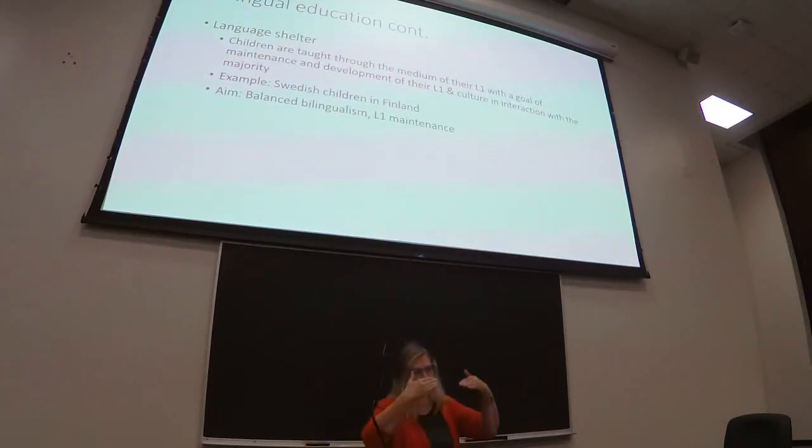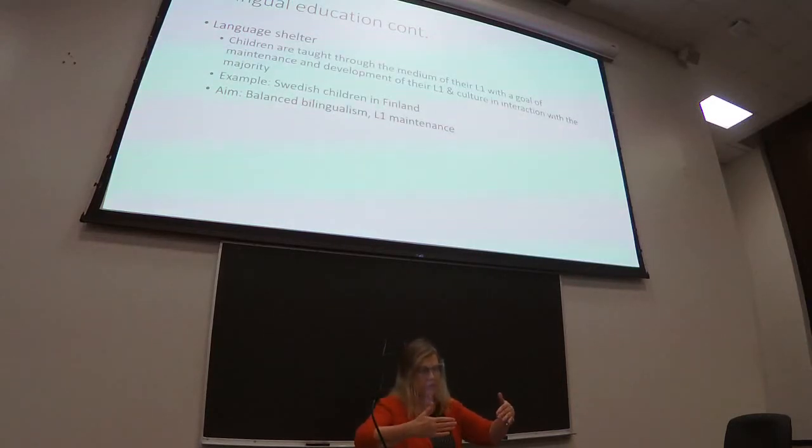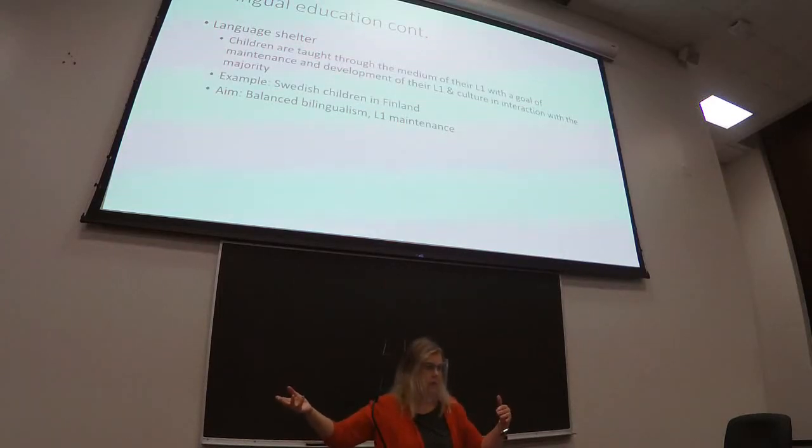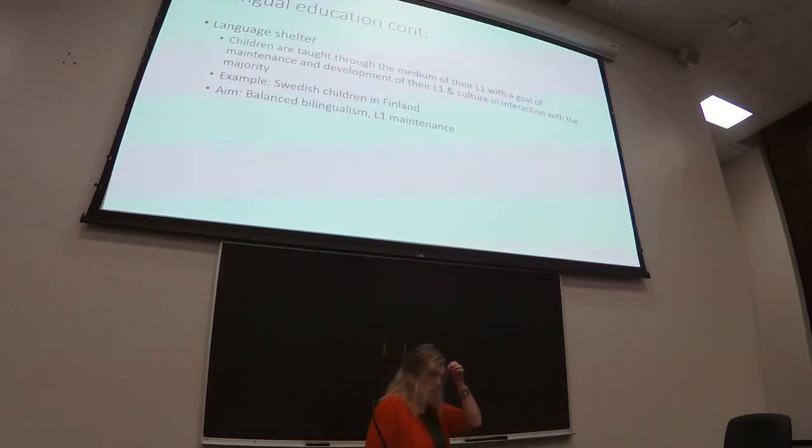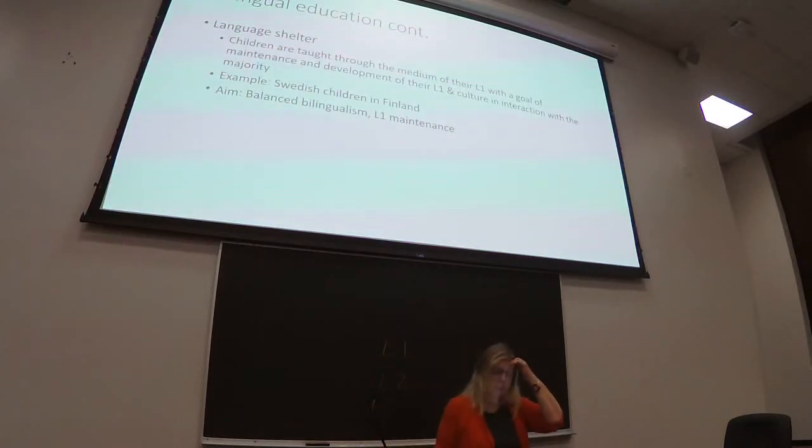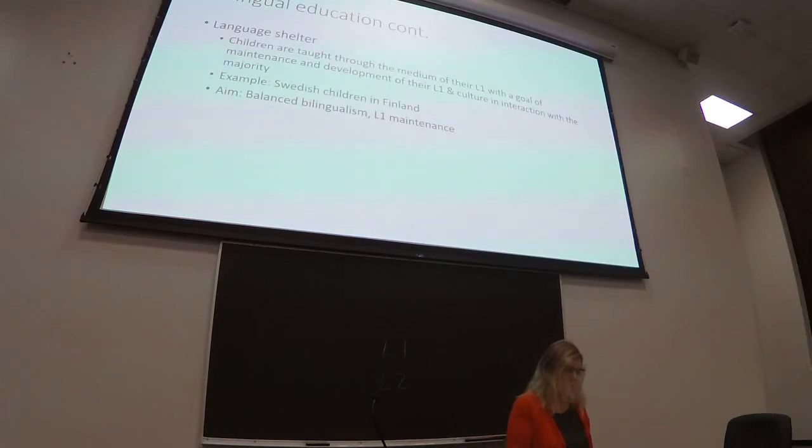So they grow up developing their L1 Swedish skills, and then on the side they also acquire and develop the L2, which is Finnish skills. So the aim is balanced bilingualism and L1 maintenance, so that you don't lose your first language. L1 maintenance is hard work. I have gone through that, trying to maintain the L1 of my children. Okay, so do you have any comments about this?